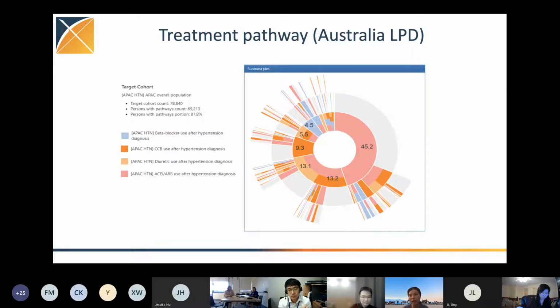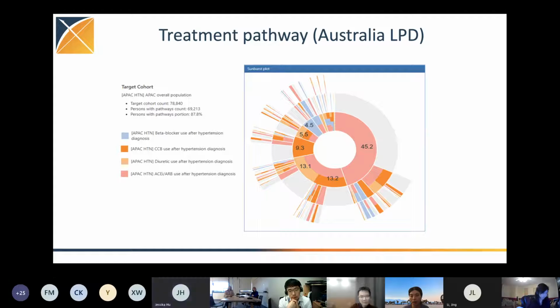Then we look at the treatment pathway. The treatment pathway will provide information on the order of the drug prescription. We just show here the biggest data set in each of these countries, like in Australia, the LPT database. We can see here the pink one, showing ACE and ARBs as the first line treatment, is the most common first line treatment among patients with hypertension.